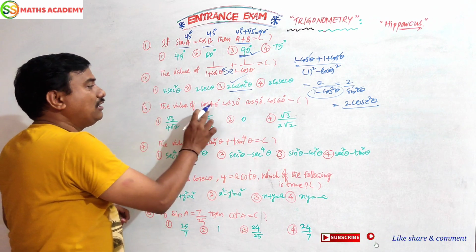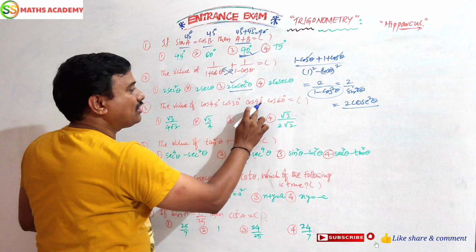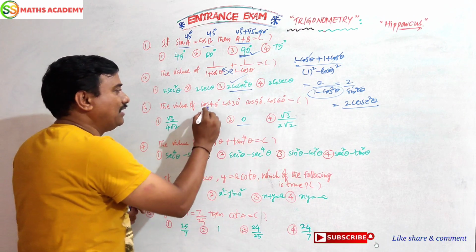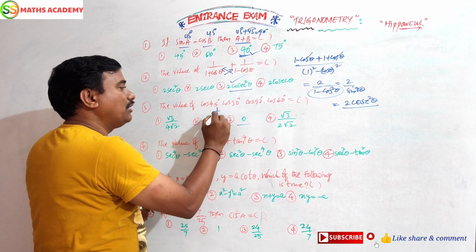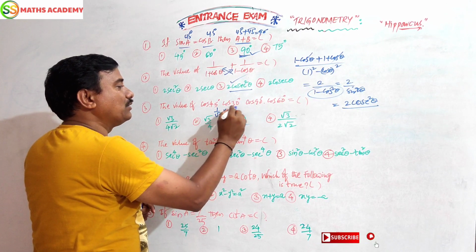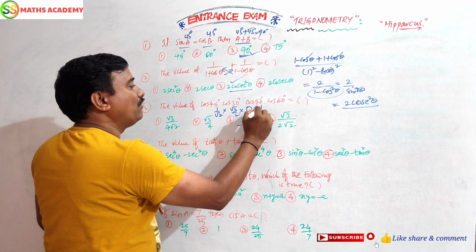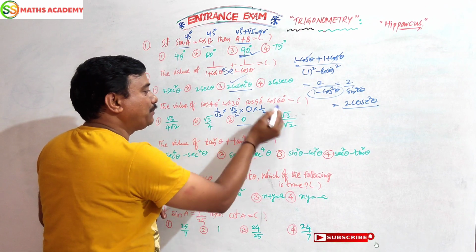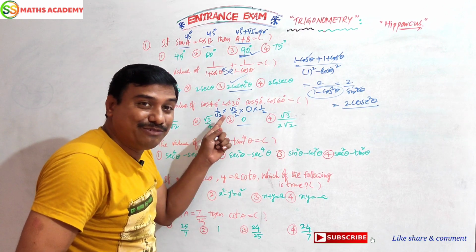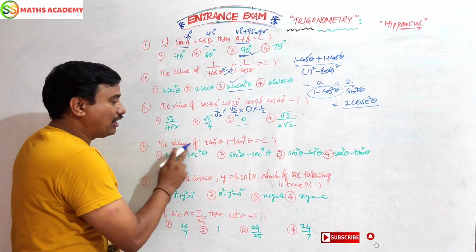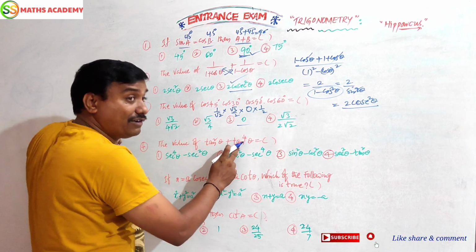Next. The value of cos 45, cos 30, cos 90, cos 0. Zero is the answer, a direct answer. How do you know? Very simple. Cos 45 is 1 by root 2. Cos 30 is root 3 by 2. Cos 90 is 0. Cos 60 is 1 by 2. Here 0 will be there in the product, so the total product answer will be 0. Okay?